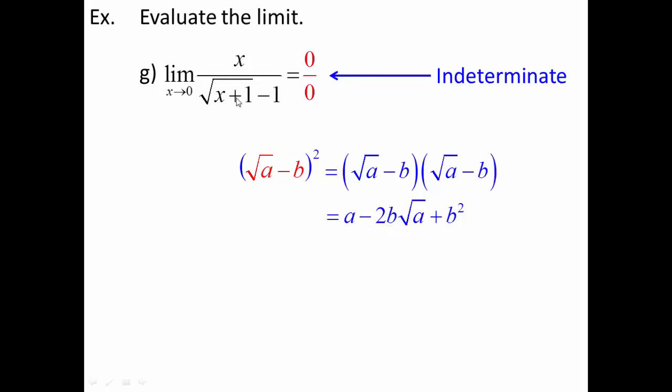Keep in mind, in this case, it would be x plus 1. So this would be x plus 1 minus 2 times the b value, which is 1, over the square root of x plus 1 plus 1 squared.